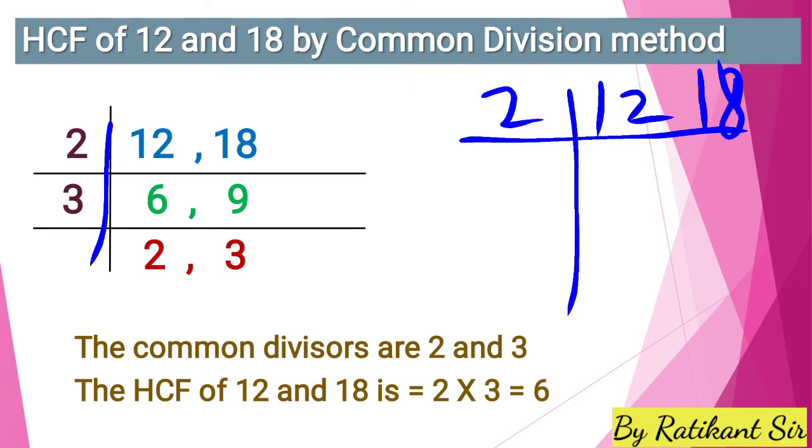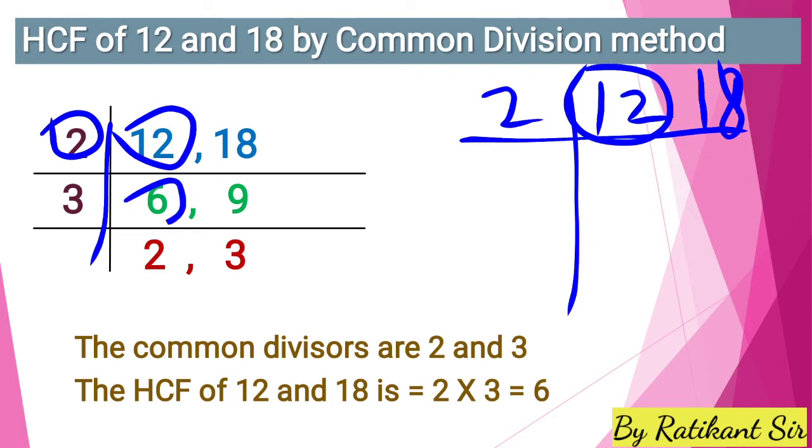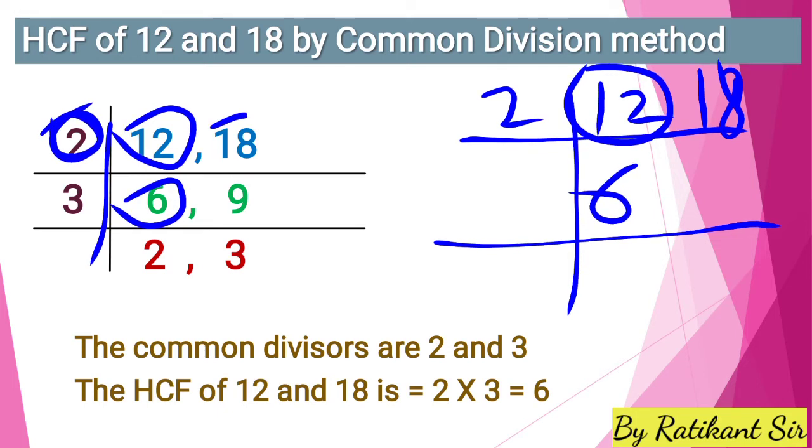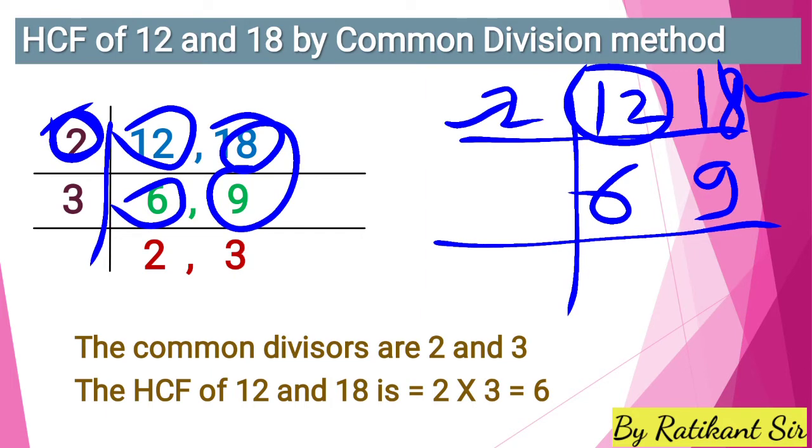So now what do we have to do? We divide this 12 by this 2. 2 ones are 2, 2 sixes are 12, so 6 here. Now this 18 remains. We have to divide 18 by 2. 2 ones are 2, 2 nines are 18. So I write 9 here. Why 9? Because 18 is divisible by 2, and 2 nines are 18. So 9 is there.